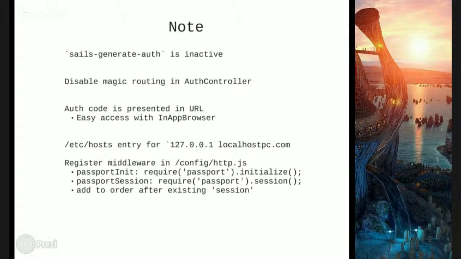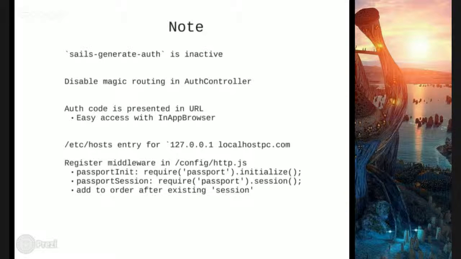We are also mapping localhostpc.com to the loopback address 127.0.0.1. We're doing that in our hosts file both locally and on the phone. More on that in a second. The reason is that most OAuth APIs need a domain to be authorized to receive a callback. So we're using a fully qualified domain name for that purpose.